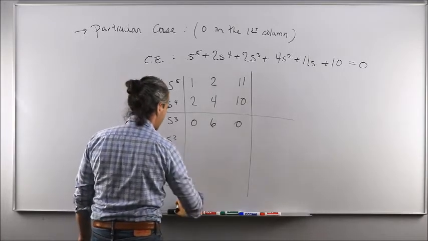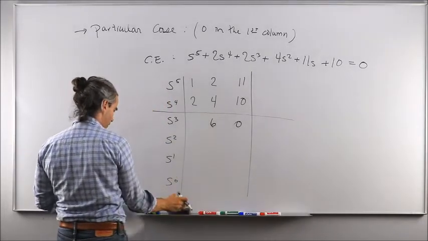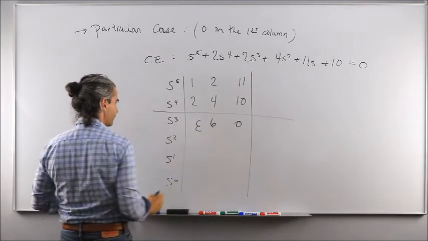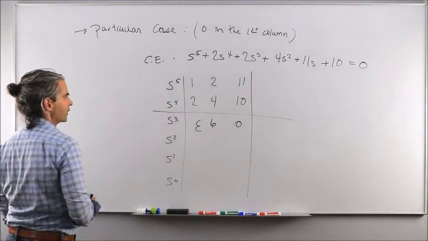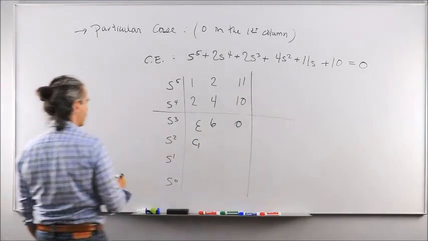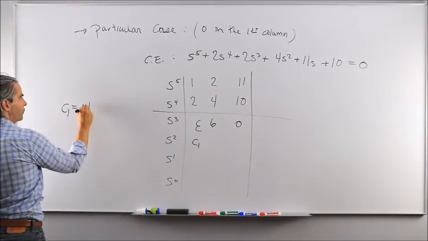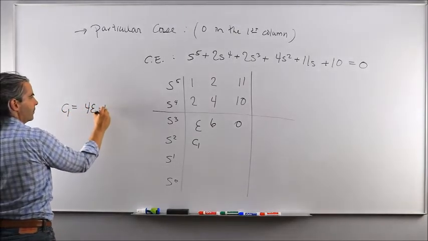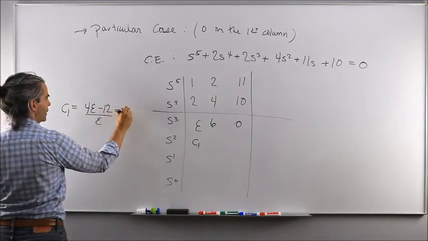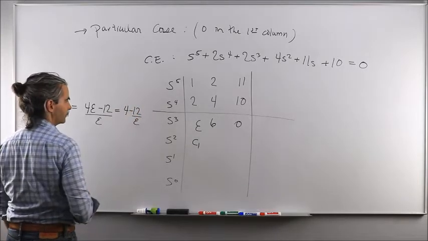So instead, the trick is to come in and replace the 0 with a dummy variable that we shall denote epsilon. Okay? Such that for this entry that I'm going to denote C1, I'm going to get C1 equal to 4 epsilon minus 12 over epsilon, or same thing as 4 minus 12 over epsilon.